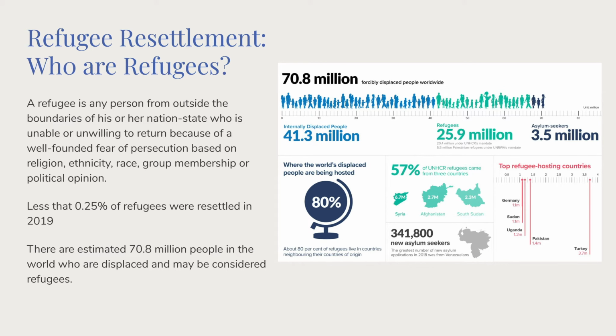Who are refugees? A refugee is any person from outside the boundaries of his or her nation state who is unable or unwilling to return to their country of origin due to a well-founded fear of being persecuted for reasons of race, religion, nationality, membership of a particular social group, or a political opinion. In 2019, less than 0.25% of refugees were resettled, and there are an estimated 70.8 million people in the world who are displaced and might be considered refugees.